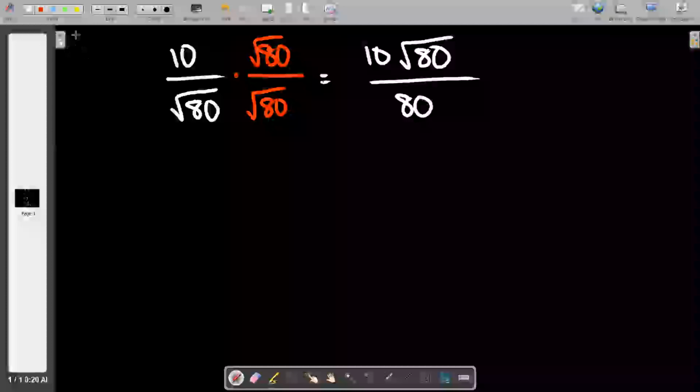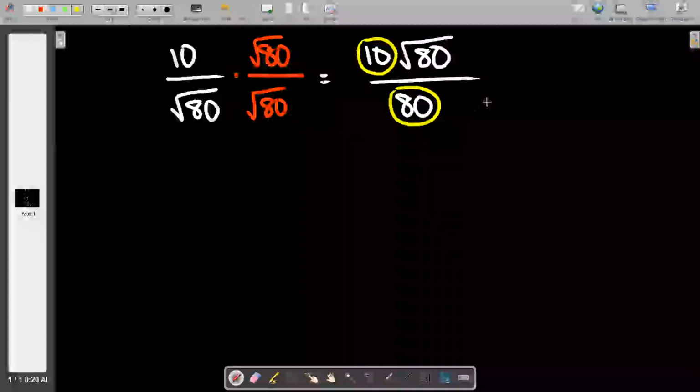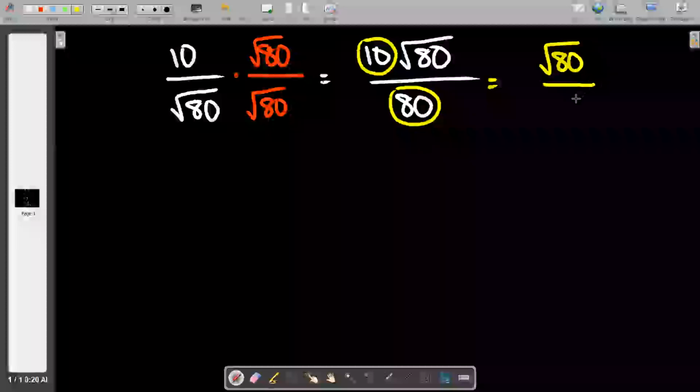I'm down, Chance. So let's go ahead and try this a little out of order. I love it. What can 10 and 80 both be divided by? By 10, leaving this answer right here: 1 root 80 over 8. And then you guys nailed it. Let's head off to the side.